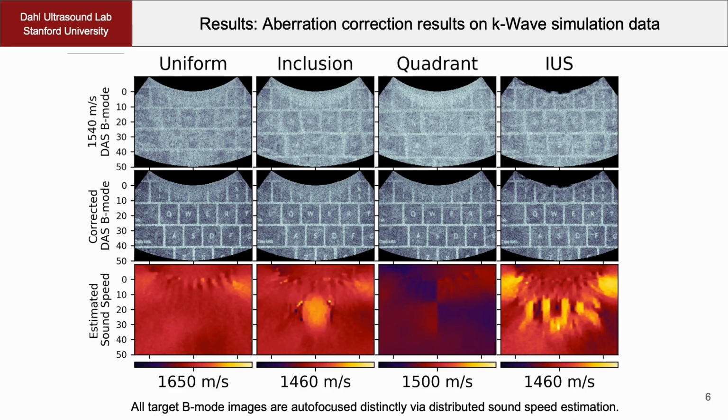All target B mode images are autofocused distinctly via distributed sound speed estimation. By distinctly, I mean that different samples may require varying amounts of aberration correction, which we will see next in the in vivo human liver data.